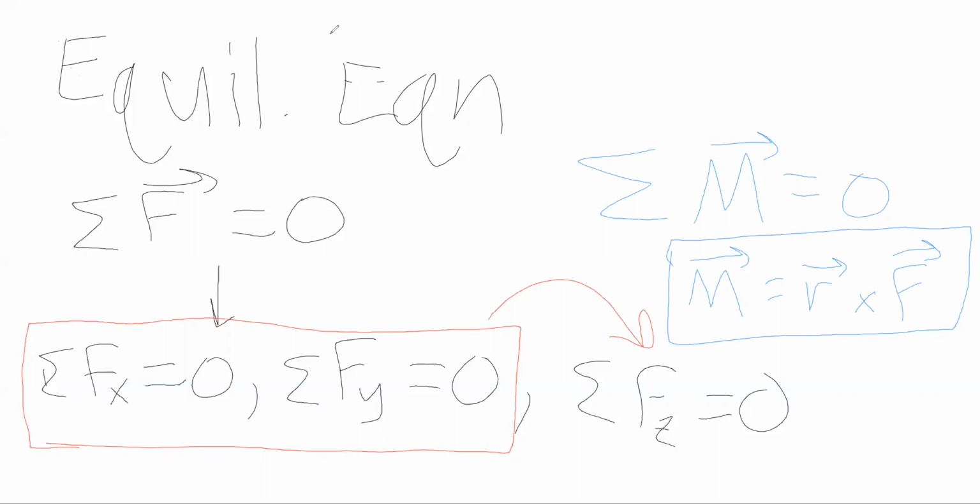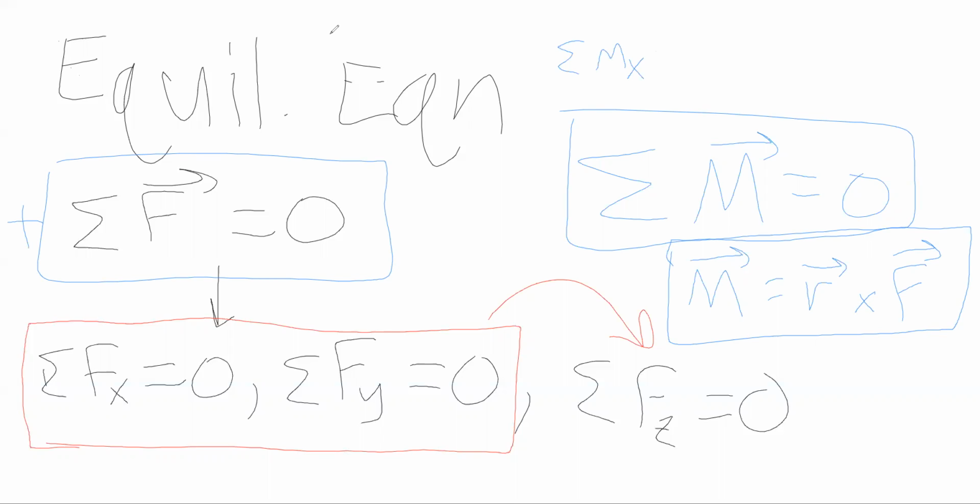So the 2 equilibrium equations are both vector equations, and they are sum of the forces equals 0 in x, y, and z directions, sum of the moments equals 0. And just like we broke down this force equation into 3 different equations for the 3 different dimensions, you can do the exact same thing for the moment equation. So you could say sum of the moments in the x direction equals 0, same thing for the y direction, same thing for the z direction. So these are the equilibrium equations, and these are really the fundamental equations when you're studying statics.